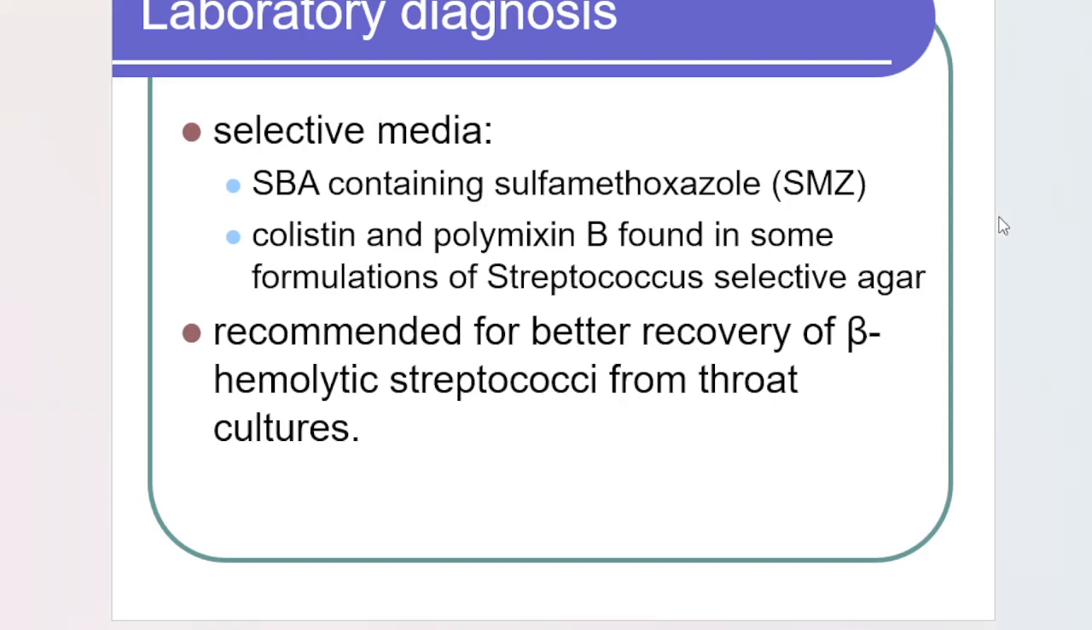Okay, so let's continue. So, selective media. SPA containing sulfamethoxazole and colistin and polymyxin B, found in the formulation of Streptococcus selective agar, is recommended for better recovery of beta hemolytic streptococci from throat cultures. Okay? So, the plate should be observed after 24 hours for the presence of beta hemolytic colonies.